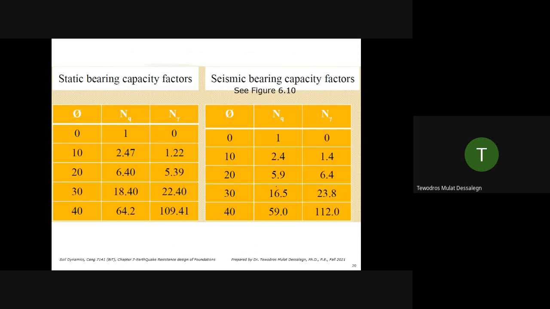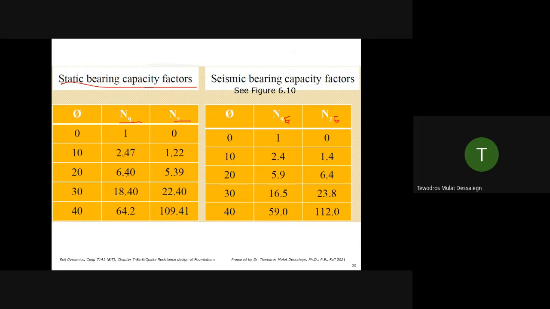So similarly, these are the factors researchers developed. Static bearing capacity factors, the ones we saw on the big table, from 0 to 40, Nq and N gamma for the static case. Now for the dynamic case, seismic bearing capacities. I might have missed saying E here. These are E, Nq E and N gamma E. I'll fix that one.